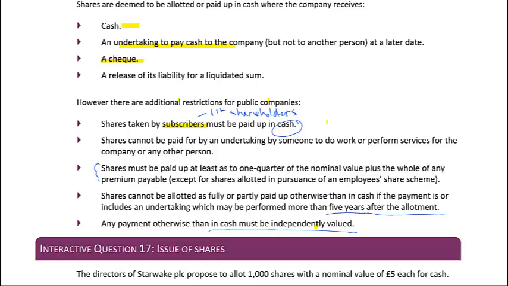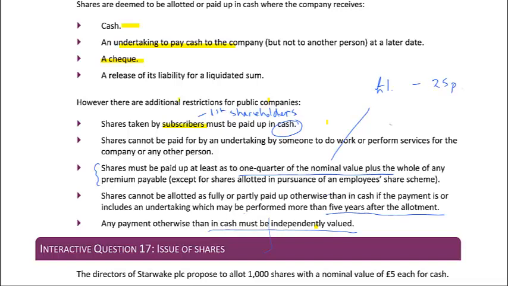Now, one other point there that I've skipped, we've mentioned this before. When shares are issued in a PLC, there is an extra rule. And the rule is that the shares must be 1/4 paid up. So although you can still issue the shares partly paid, you must have at least 1/4 of the value of those shares paid. So if it was a £1 share, we'd want to have 25p on each share paid up at the date of issue.